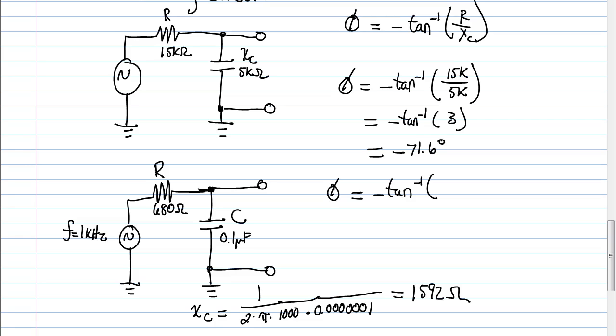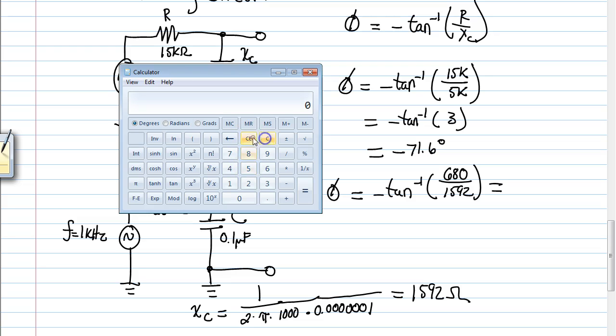Okay, so it's 1592 ohms. Now the next thing to do is to use this in our angle calculation here. So I'm going to take R, which is 680, divide it by 1592. What does that give us? Well, let's see. 680 divided by 1592. Let's find the arctangent, and then it's negative. So it's negative 23.1 degrees.